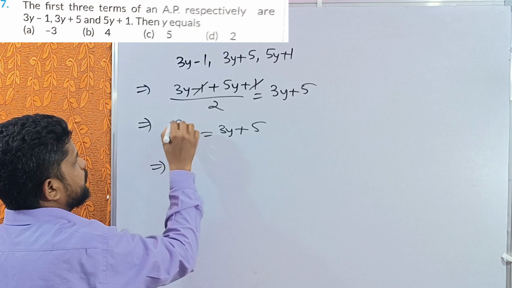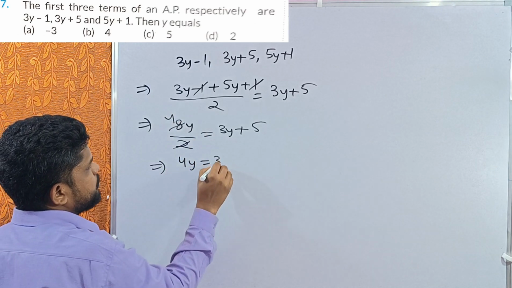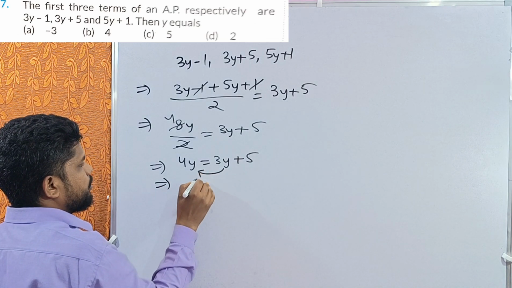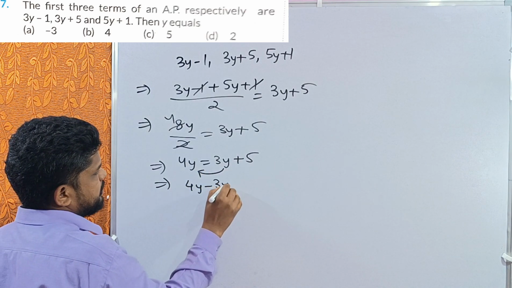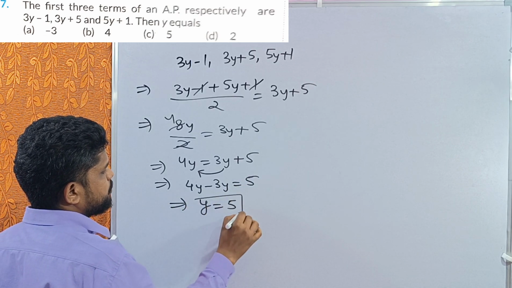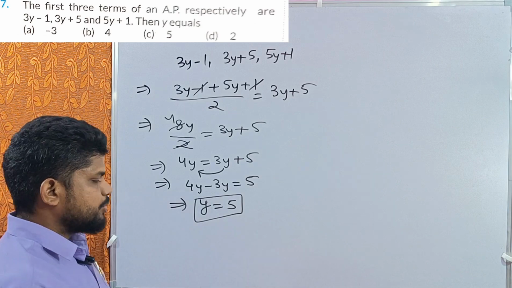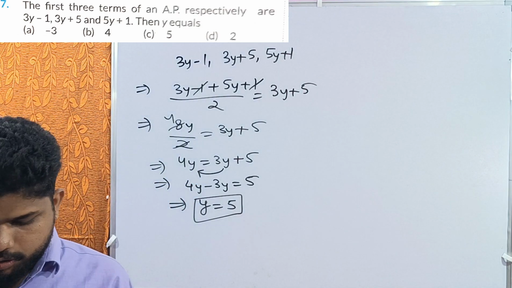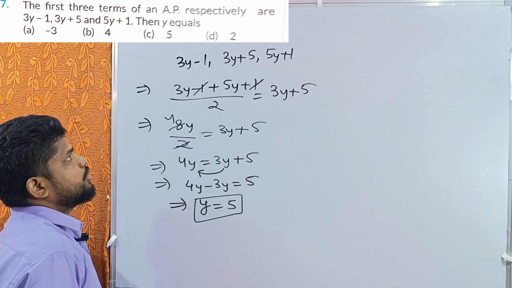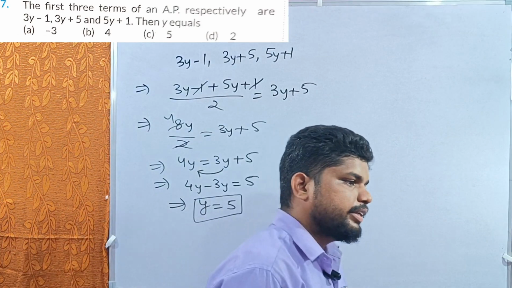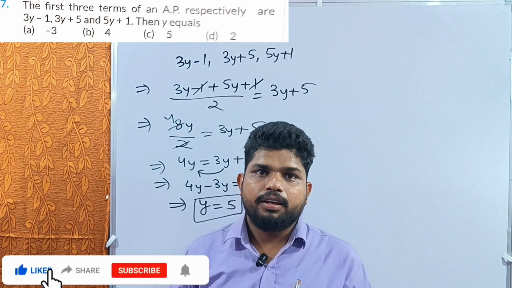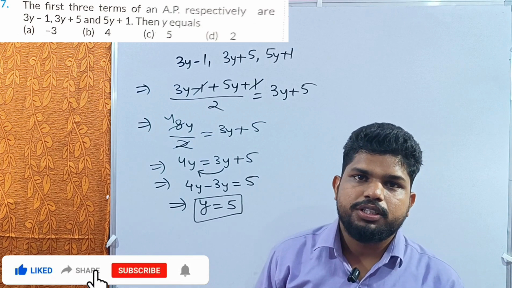Here this will be 4y, so 4y is equal to 3y plus 5. Transposing this over here, you will get 4y minus 3y is equal to 5. Thus the value of y is 5. Thus we can say option C is correct for this particular question. Now dear students, let us see more questions based on it.